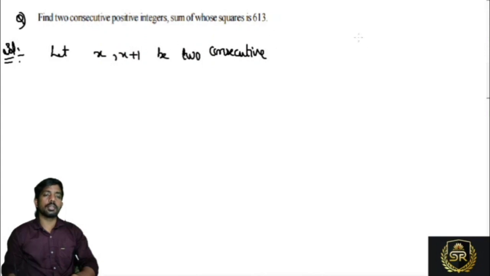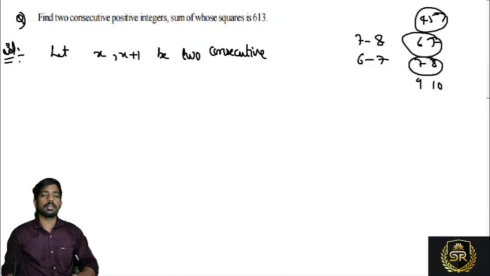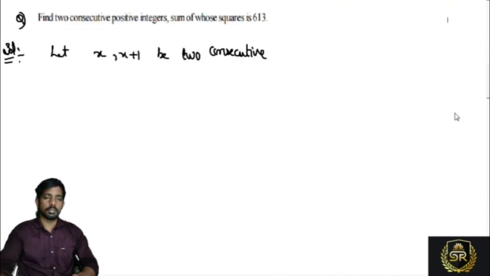See here, consecutive numbers means 6, 7, or else 4, 5, 6, 7, 7, 8, 9, 10, in this way. We will say these are consecutive numbers. In a similar way here, x and x plus 1 are the two consecutive numbers, and it says the sum of whose squares is 613.